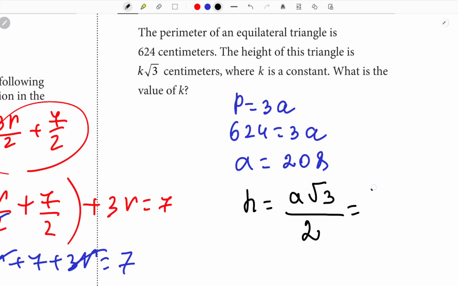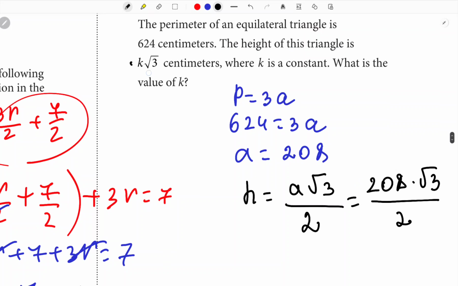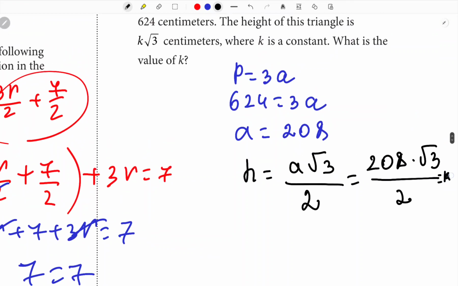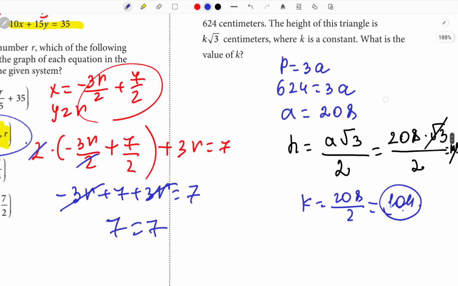So a here is 208. 208 times square root of 3 divided by 2. It's equal to, height gives us k times square root of 3. Square root of 3 cancels out. So k is equal to 208 divided by 2, which is 104. So k is 104.